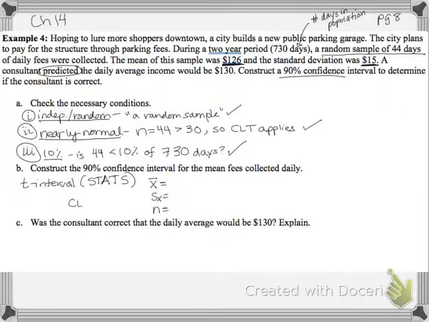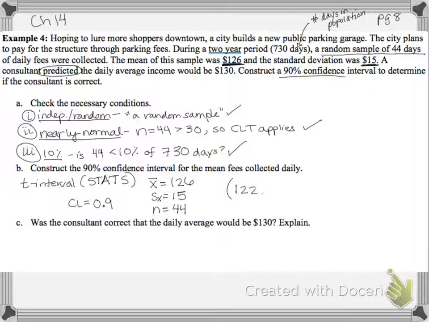And I'm going to write our confidence level down, and I'm just going to remind you that when we did this back in chapter 13, we put that as a decimal. That's the last number that we enter in our calculator. So our mean for our sample was $126. The standard deviation was 15, and we sampled 44 days. So we go into our calculator, go to our T interval, and run this interval. Let's put our output right next to it. We can interpret the interval and answer the question right below.